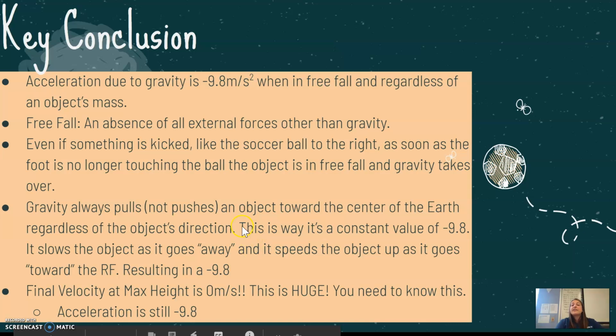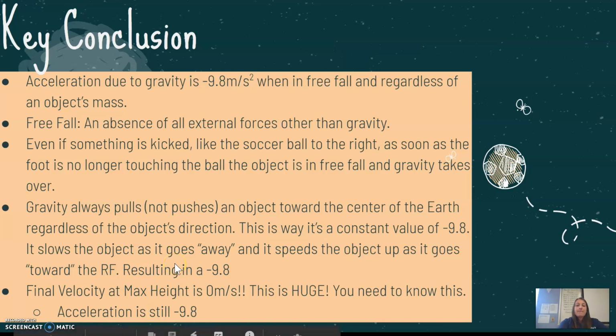And then I have here that this is why it's a constant value of that negative 9.8, because like I said, you're slowing on the way up, which gives us that negative, but then you're speeding up on the way down, which down is going to be towards, so again, giving you that overall negative 9.8.